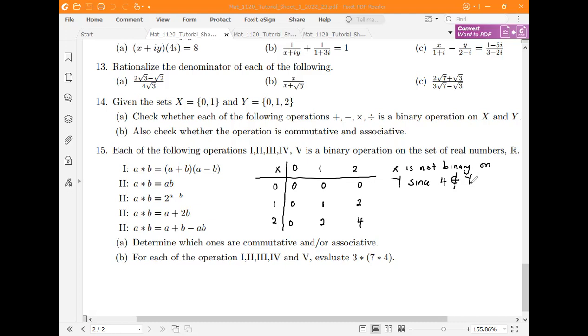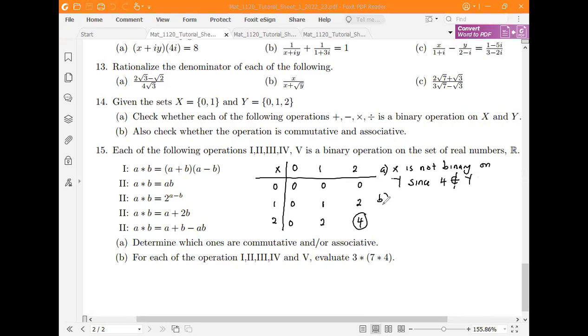So star is not binary because of a 4 that we have found, which is not in Y. For star, for multiplication to be binary in the set Y, all the answers we get on the table must be numbers coming from Y. So this is the A part.